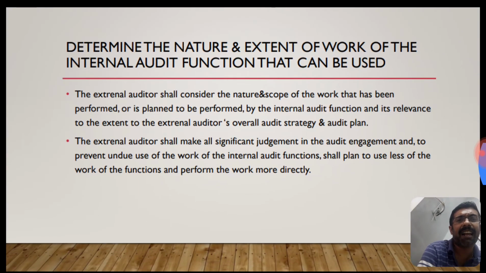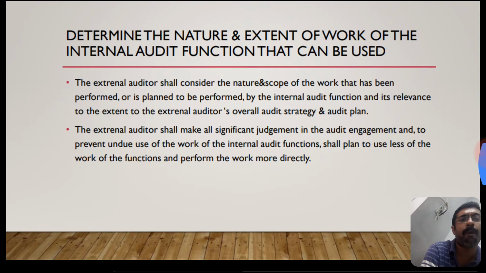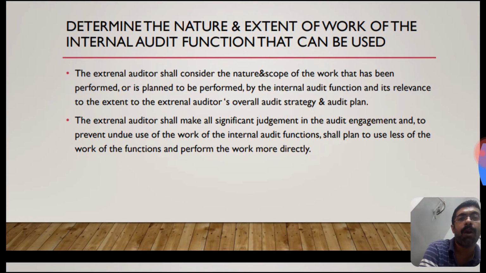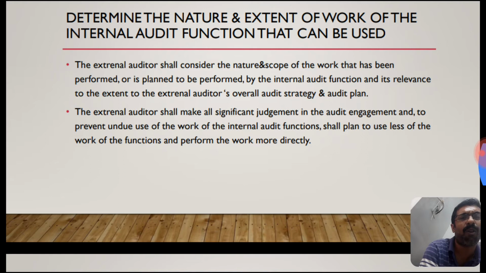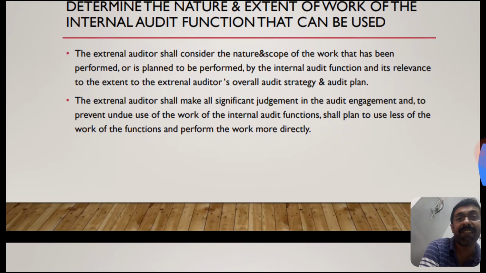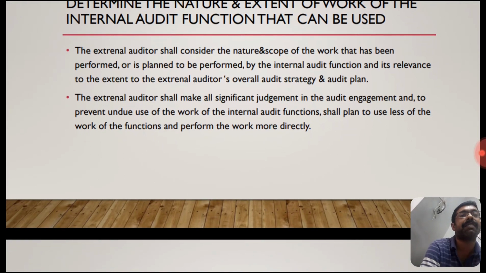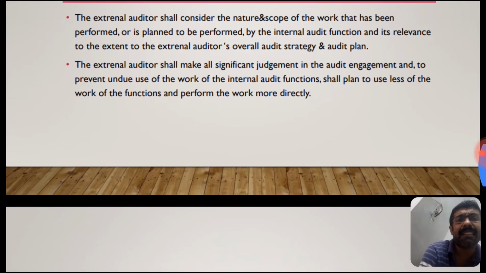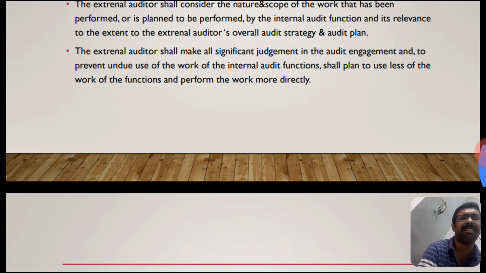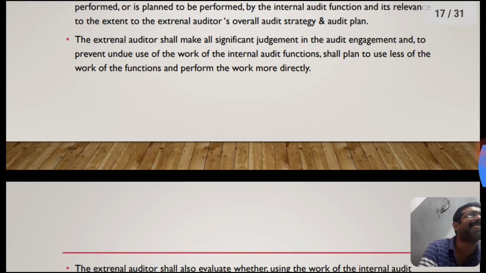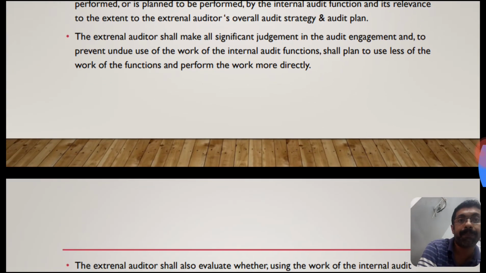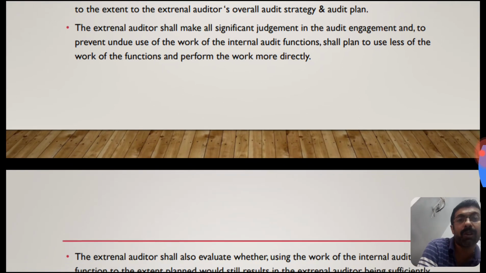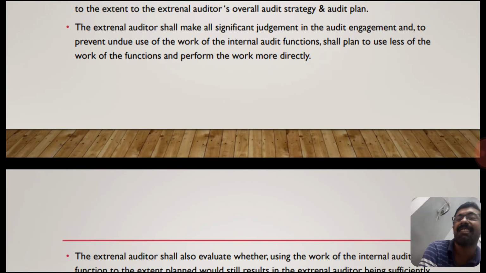The external auditor shall consider the nature and scope of work that has been performed or is planned to be performed by the internal audit function, and its relevance to the external auditor's overall audit strategy and plan. He has to consider the nature and scope, and what work is planned to be used. The external auditor shall make all significant judgments. Those judgments will not be entrusted to the internal audit team, to prevent undue use of the work of the internal audit function. That is essential.